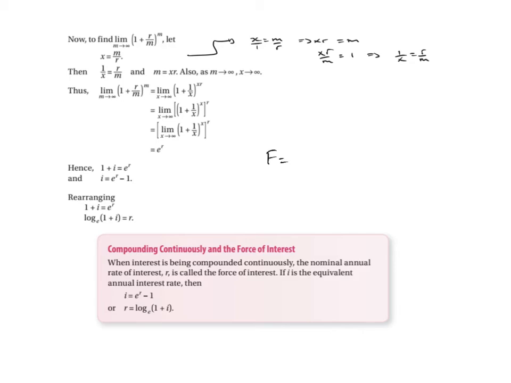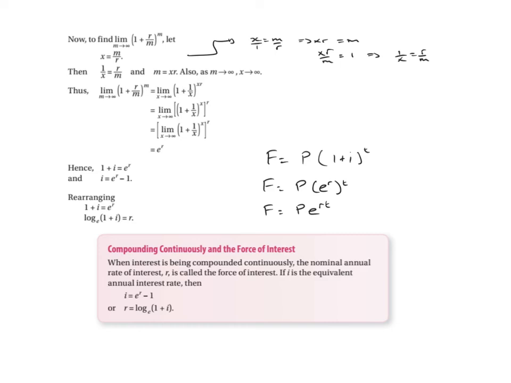Just out of interest, if we have a look at the formula F is equal to P, and remember it's 1 plus I to the power of T. As this is continuously compounded, this 1 plus I changes to e to the power of R. So we now have F is equal to P, that bracket goes to e to the power of R, and then we have to the power of T, so F is equal to the principal times e to the power of RT. So F is equal to PERT.